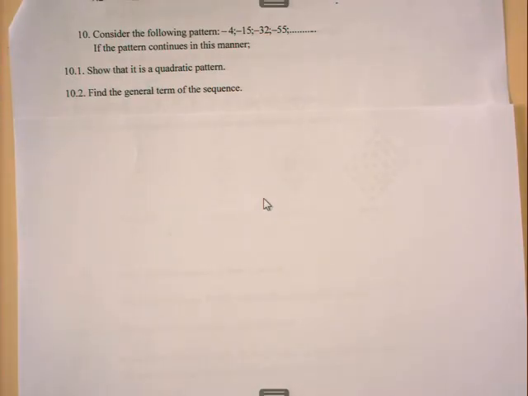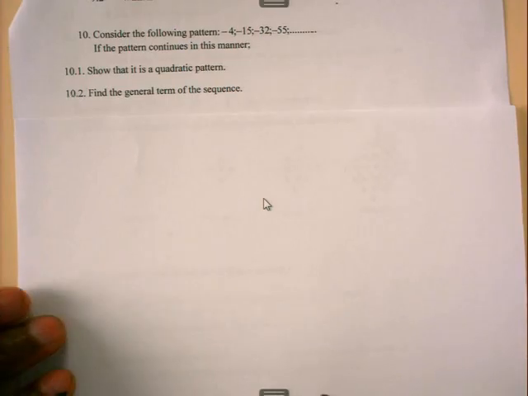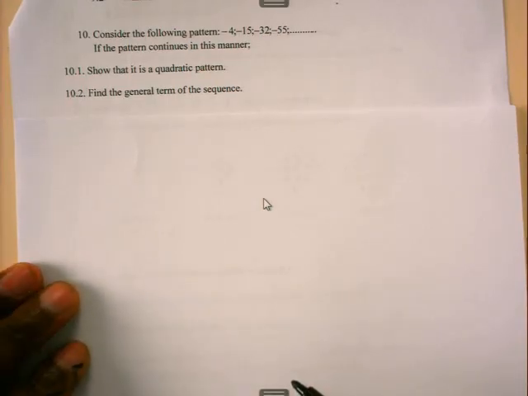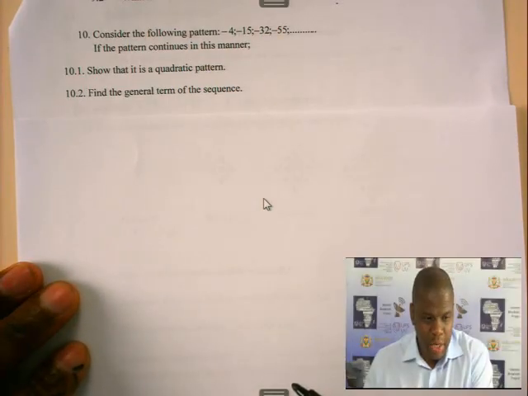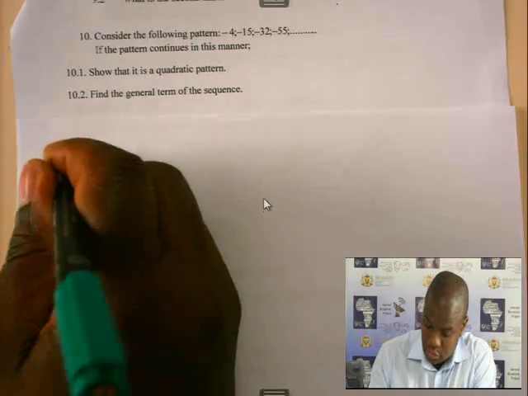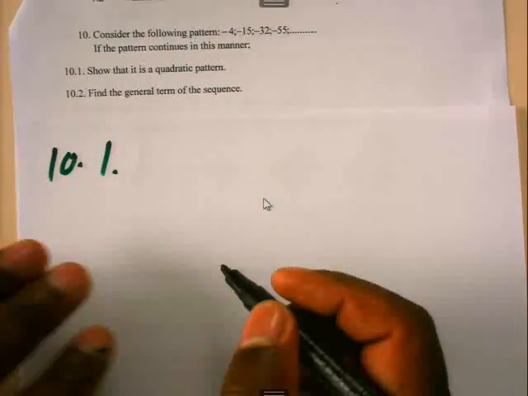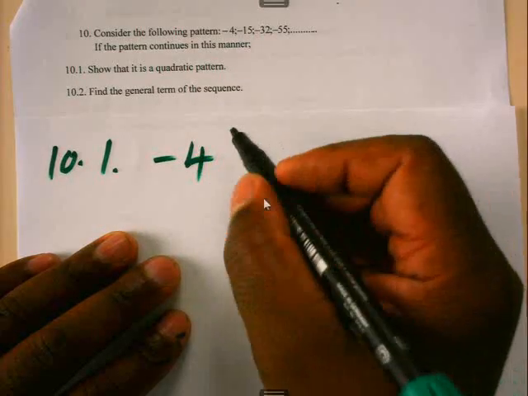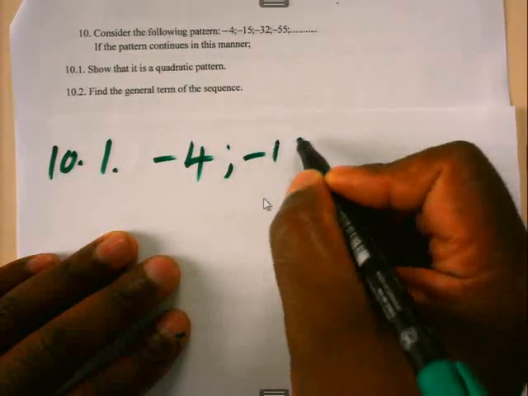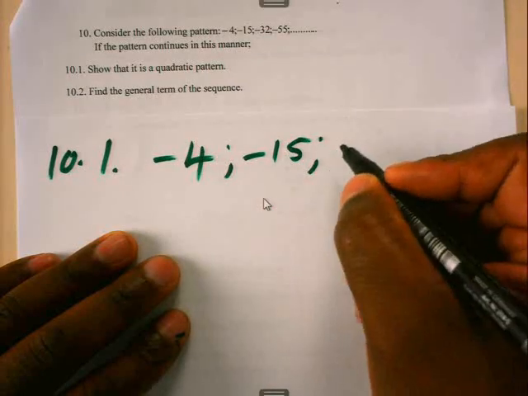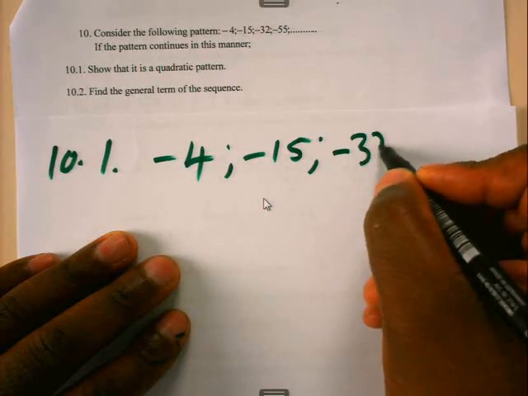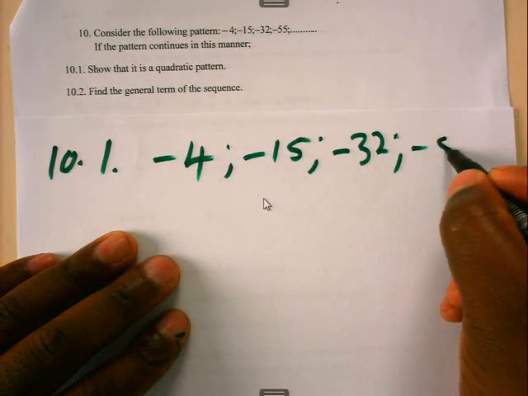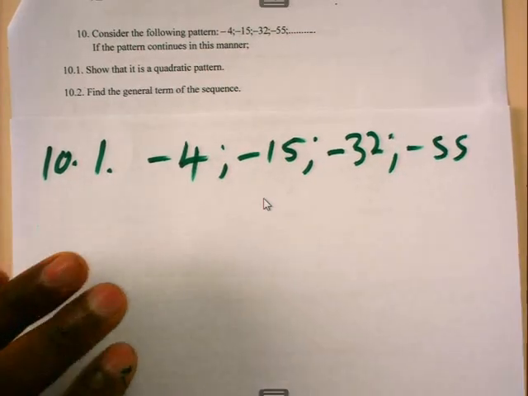Welcome. Consider the following pattern: minus 4, minus 15, minus 32, minus 55. Show that it's a quadratic number pattern, 10.1. Let's write down the sequence, let's write down the pattern: minus 4, minus 15, minus 32, minus 55. Let's determine the first difference.